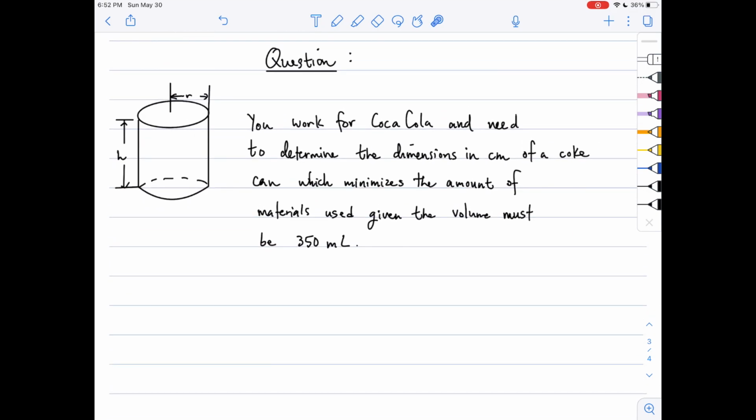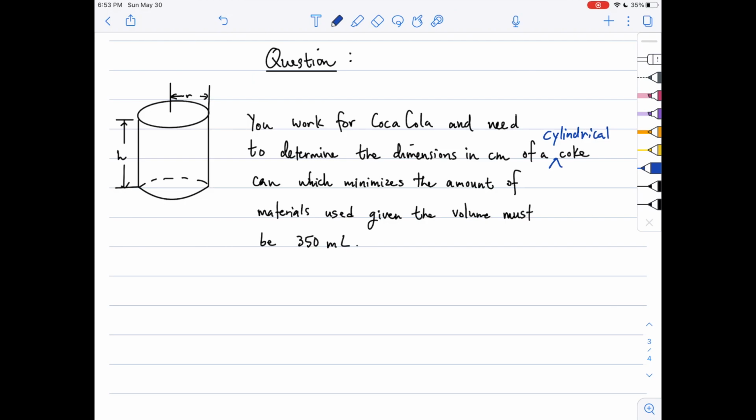So for us, you have to read the problem and look at what they're asking you to do. You're working for Coca-Cola. You want to determine the dimensions. So here are the dimensions of a Coke can. And I should say that this Coke can is cylindrical. I forgot to write that in, I'll just add that in now. Cylindrical, meaning that the Coke can resembles a perfect cylinder. Of course, Coke cans are not exactly like this, but this is a simplification to the problem so that it's easier to solve.